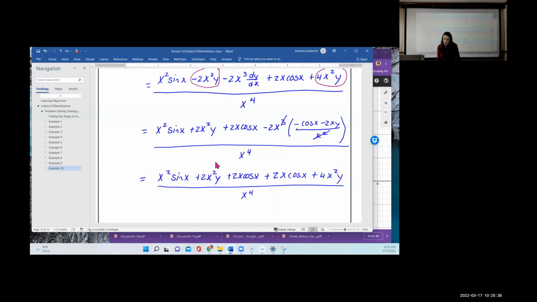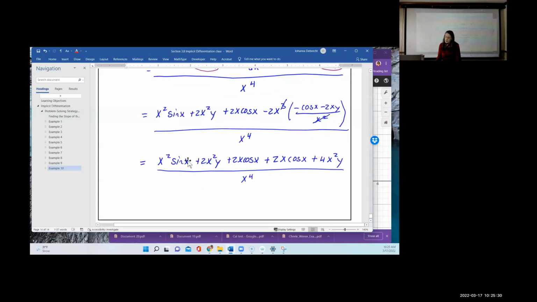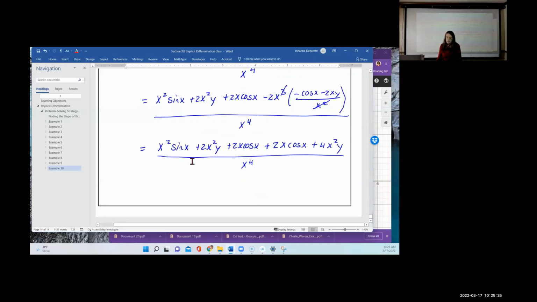I have 2x cosine of x terms, and that gives me 4x cosine of x. So I have 1 x squared sine x term. I have 2 x squared y terms, so this becomes 6x squared y. And I have 2 x cosine of x, so I get 4x cosine of x, all divided by x to the 4th.